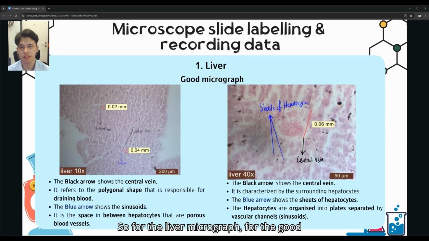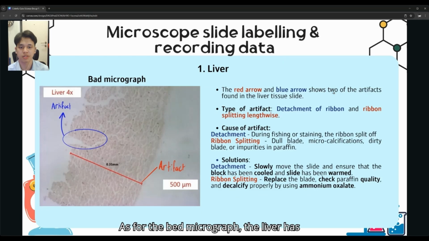So for the liver micrograph, for the good micrograph on the left side, you can see it's under 10 times magnification. The central vein can be seen along with the sinusoid. The central vein can be seen with the polygonal shape, and the blue arrow represents the sinusoids. So on the right side is 40 times magnification. The blue arrow represents the sheets of hepatocytes, and the black represents the central vein, which is characterized by the surrounding hepatocytes.